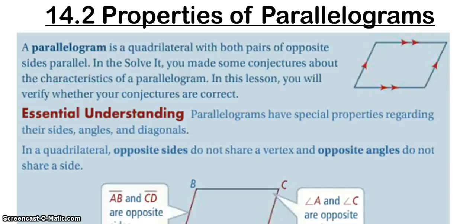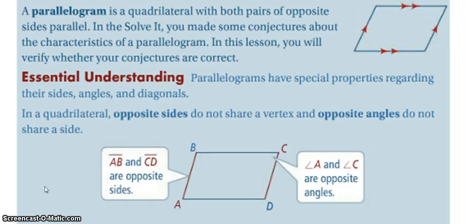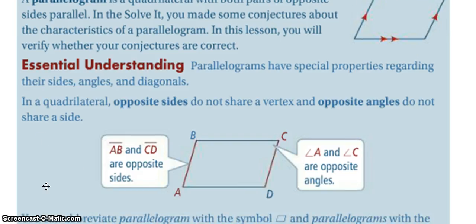Alright guys, we're back here in 14.2 talking about properties of parallelograms. We've dealt with parallelograms already, especially in our lesson dealing with parallel lines with a single transversal. So now essentially we have two parallel pairs that create a quadrilateral. So our essential understanding here is that in parallelograms, opposite sides must be parallel and do not share a vertex, and opposite angles do not share a side.